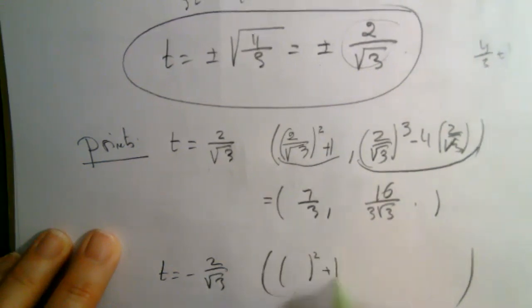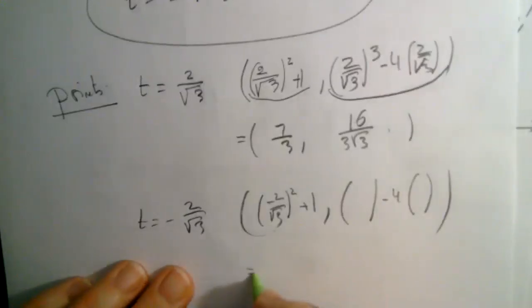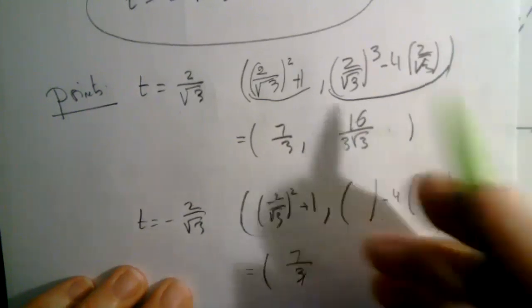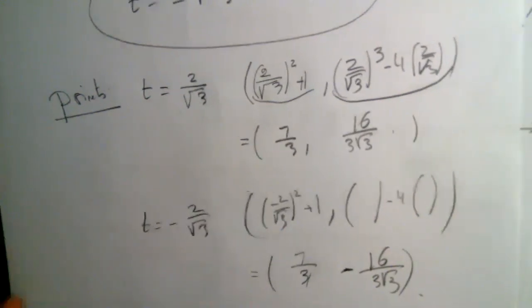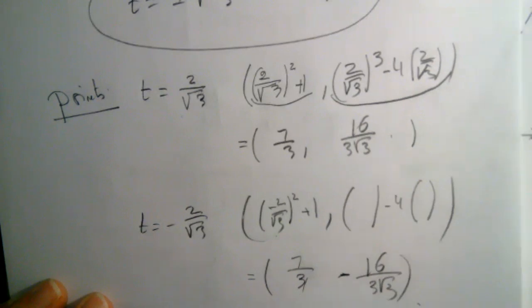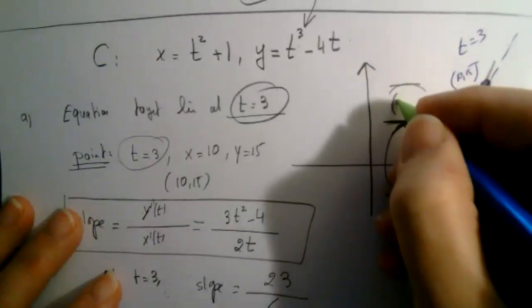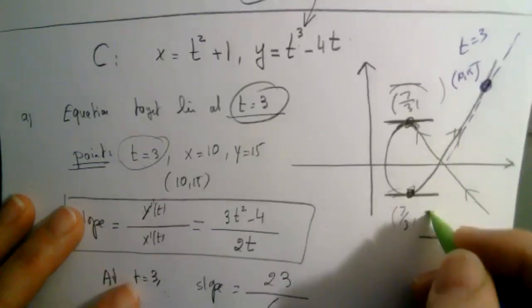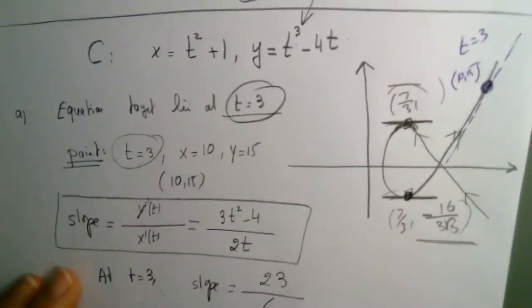At t equal to minus 2 over the square root of 3, you can do the same and find the point. You will get plus 1 for the x, and the y, you do the math again. The x will not change because the minus is squared, and the y will be multiplied by the negative. So this is one piece of the question: where is the slope 0? And now we found the points. One is 7/3 with y equal to 16/3 root 3, and this one is 7/3 with y equal to minus 16/3 root 3.